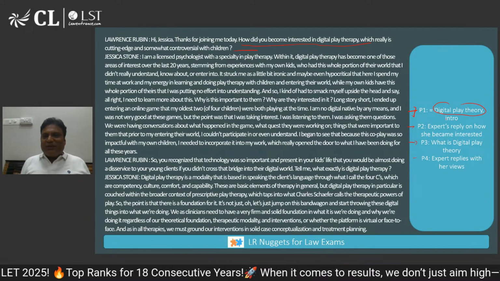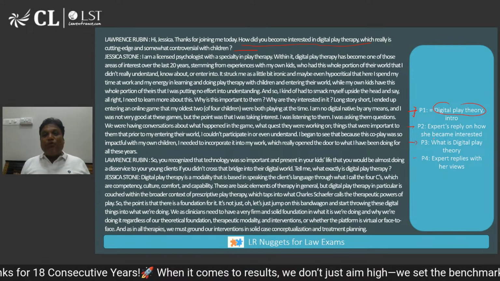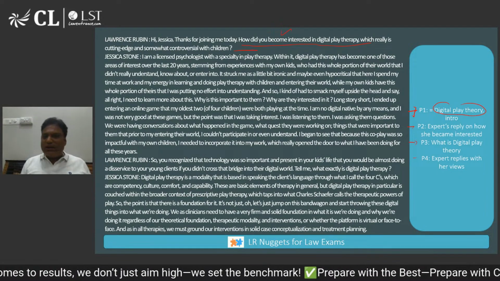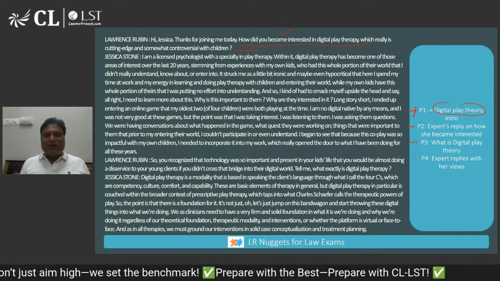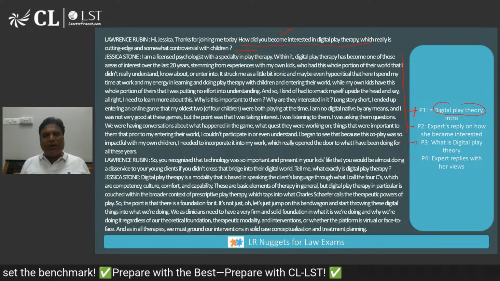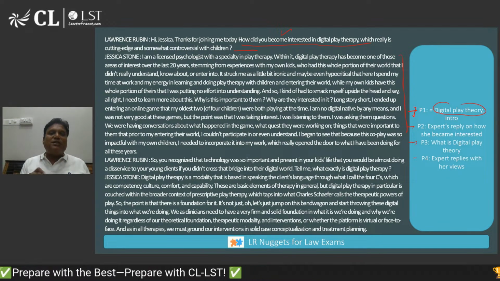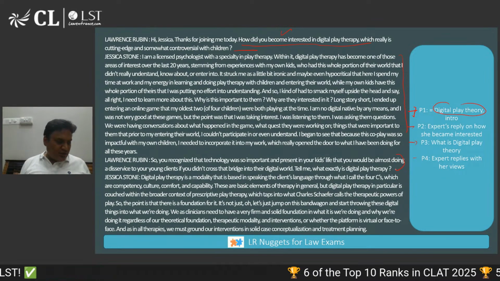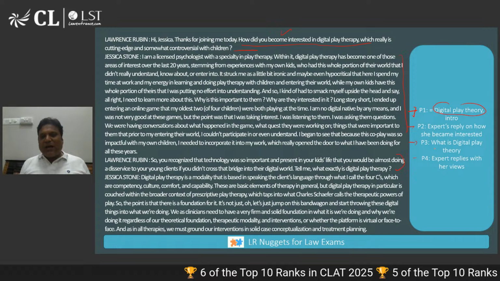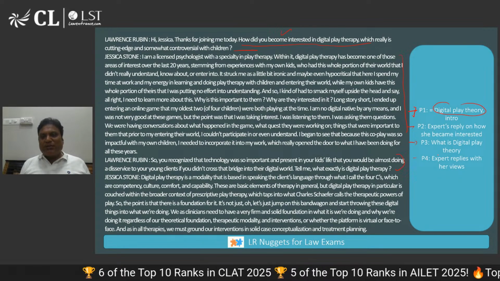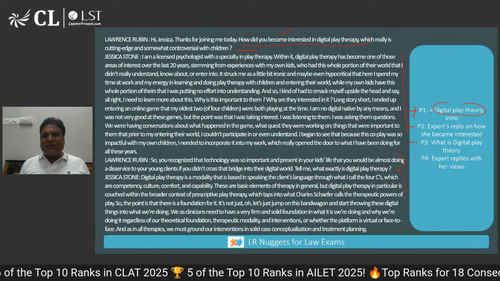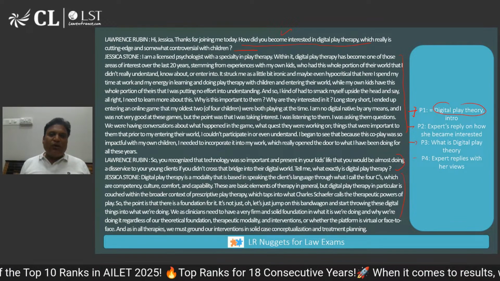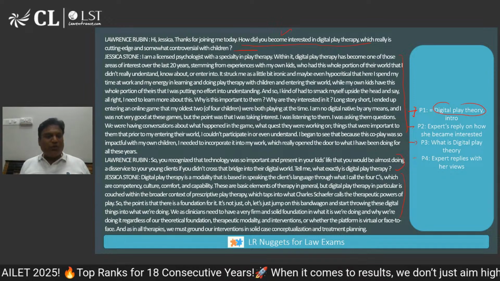Paragraph number 2, Jessica Stone replies how she became interested, because there was a specific question Lawrence asked. That's what the entire paragraph is about. She has not so far explained what digital play therapy is. Then paragraph number 3 is a question again, asked by Rubin: what is digital play therapy? And in paragraph number 4, Jessica replies about what digital play therapy is and what it may mean, and so on.